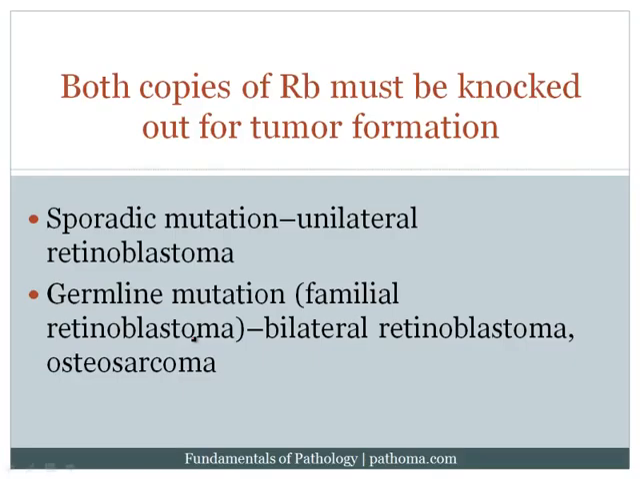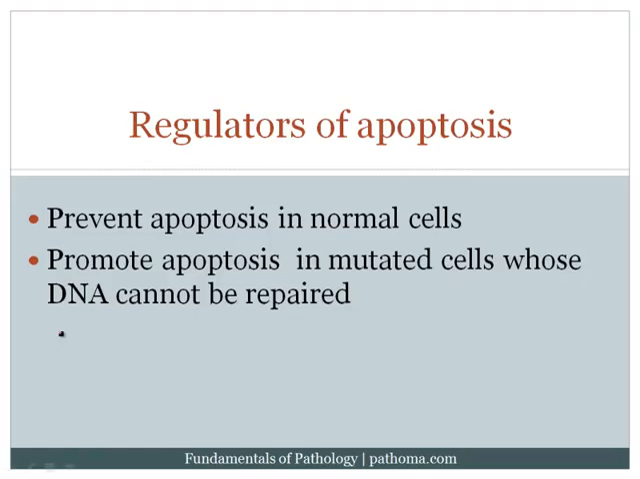And so that's why patients with a germline mutation usually get bilateral retinoblastoma. And what's also important for examinations, there's an increased risk of osteosarcoma. So that's something to be familiar with as well. Okay, and the third regulatory system are regulators of apoptosis. Now, remember that apoptosis needs to be regulated. And why does it need to be regulated?